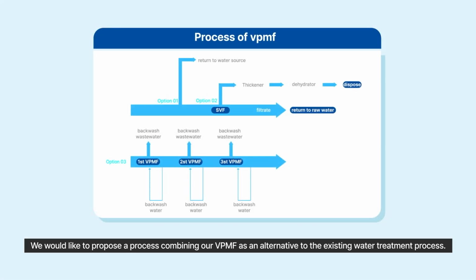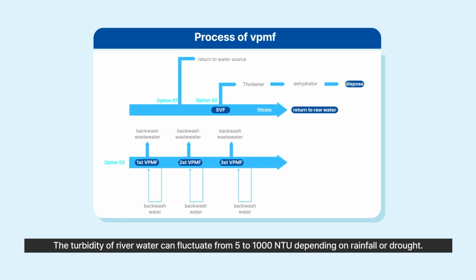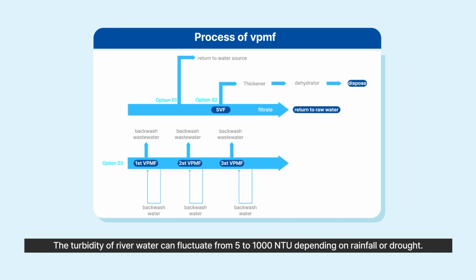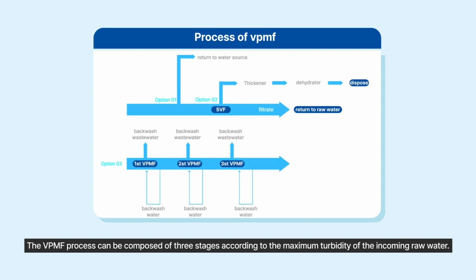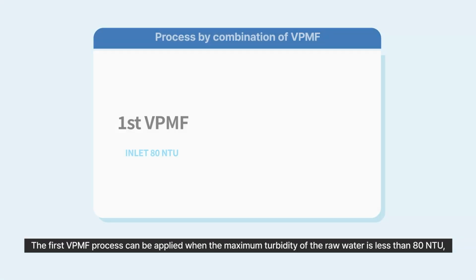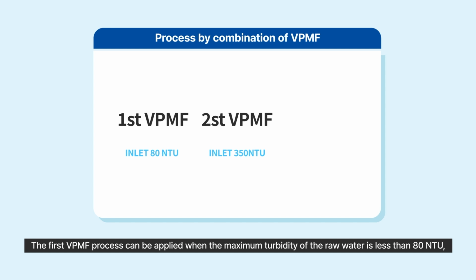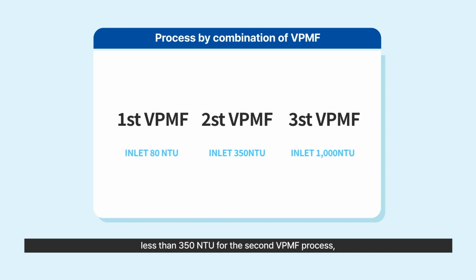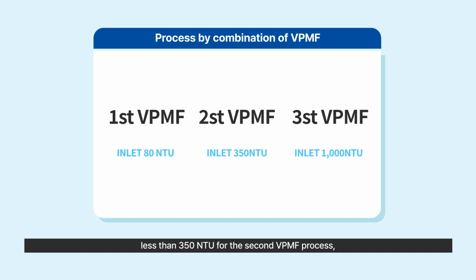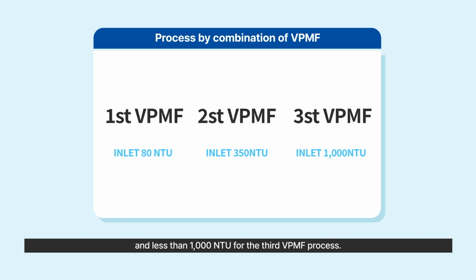We would like to propose a process combining our Vpmf as an alternative to the existing water treatment process. The turbidity of river water can fluctuate from 5 to 1,000 NTU, depending on rainfall or drought. The Vpmf process can be composed of 3 stages according to the maximum turbidity of the incoming raw water. The first Vpmf process can be applied when the maximum turbidity of the raw water is less than 80 NTU, less than 350 NTU for the second Vpmf process, and less than 1,000 NTU for the third Vpmf process.